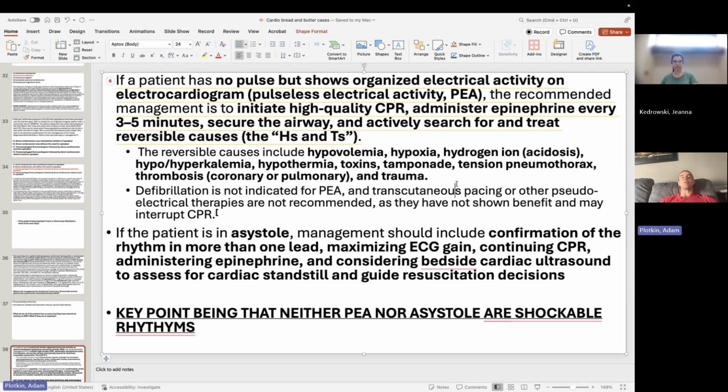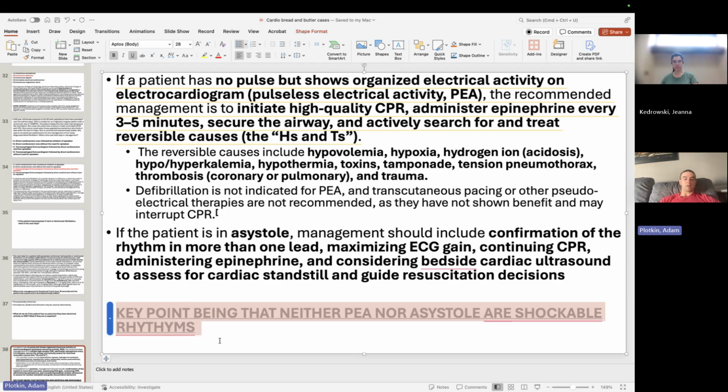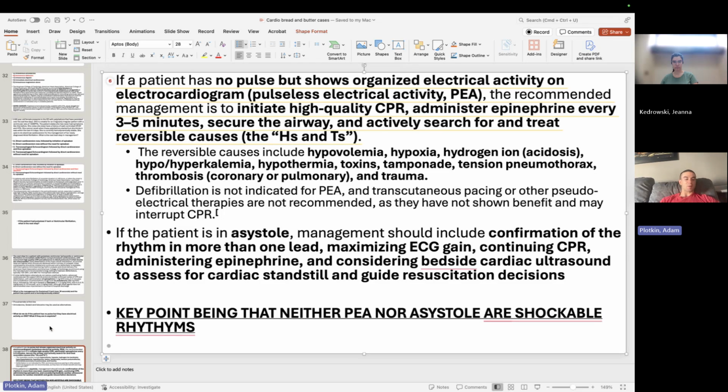That might be beyond Step 2 land, because it might make the question too in depth. But really, PEA and asystole: CPR, not shockable. Ventricular fibrillation and pulseless VTACH: defibrillation, right? Those are shockable. So again, the key point is that neither of those rhythms is shockable.